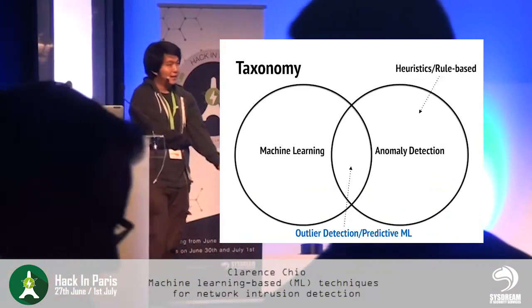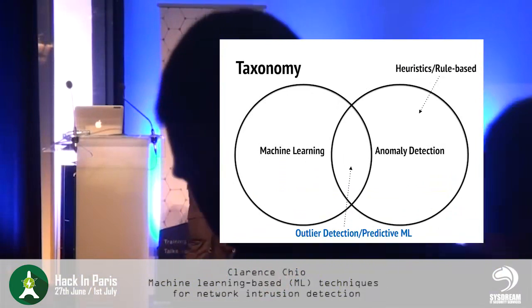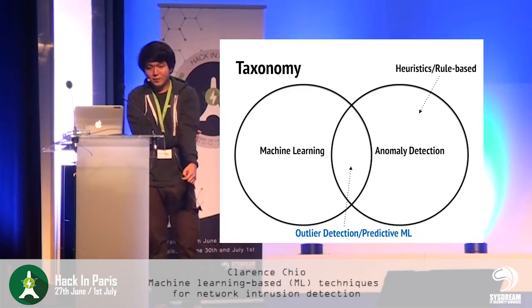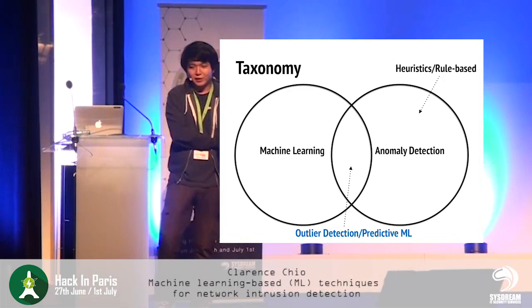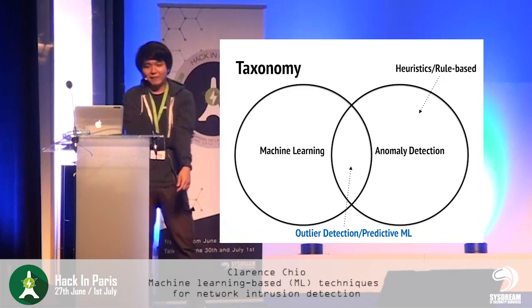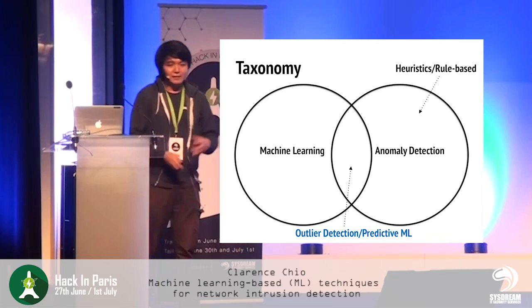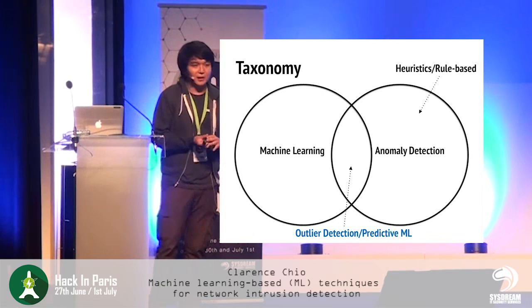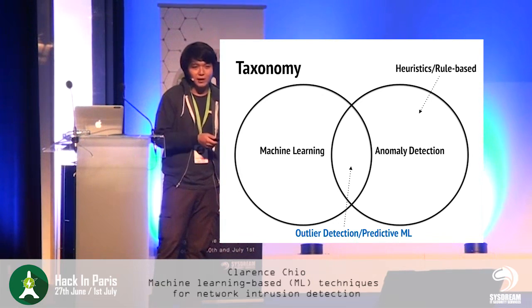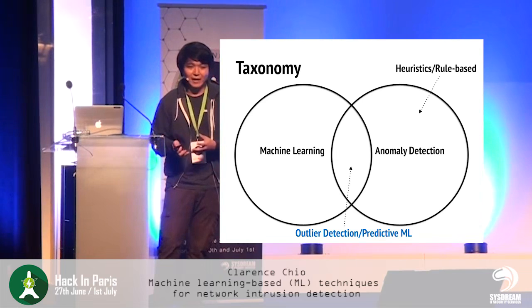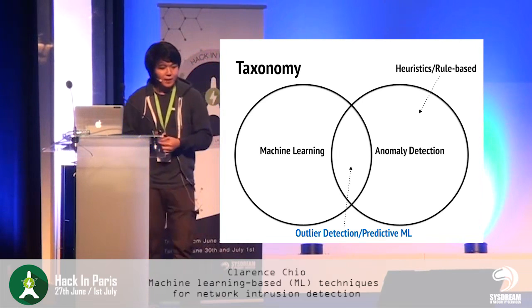So let's define some things. What is machine learning and what is anomaly detection? Traditionally, WAFs, web application firewalls, have been heuristics or rule-based. I'll have some examples of how you would use WAFs today, traditionally, to define rules for when you want to start blocking a particular IP address or a particular attacker to your servers.